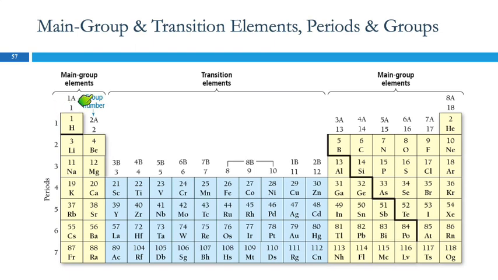So here we have the group numbers clearly identified. These are the periods. And then we talk about the main group elements and the transition elements. So here in the yellow, these two columns and these guys over here, those make up the main group elements. And the things in the middle here are called transition elements.